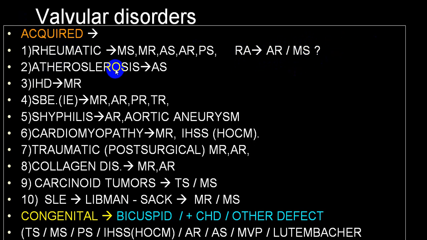Second common etiology is atherosclerosis, which produces stiffness of the aortic valve, mainly by calcification, and that we call a calcified aortic valve producing aortic stenosis. In ischemic heart disease, because of acute myocardial infarction, or because of what we call papillary muscle rupture, chorda tendineae rupture, or papillary muscle dysfunction, it will produce MR. And this is acute mitral regurgitation, which will end up in acute left ventricular failure.